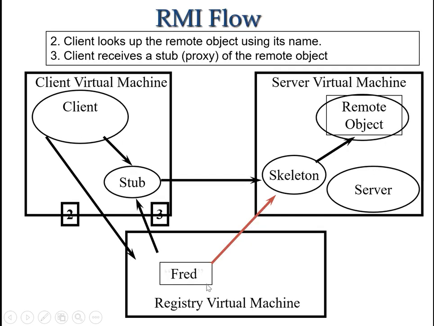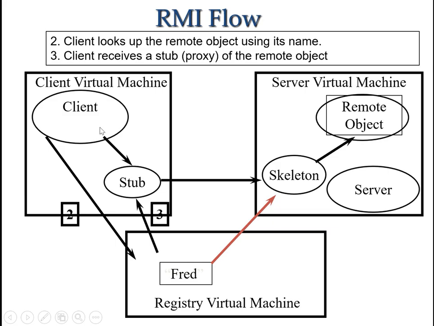looks up the name in the registry. So the server already stored the remote object in the registry, and the client, using the lookup method, is able to search for the reference object. Okay, so once it is found, the client gets a stub. So look at here, whenever the client uses the lookup method in order to find the corresponding remote object, and once it is found, the reference has been returned as the stub.